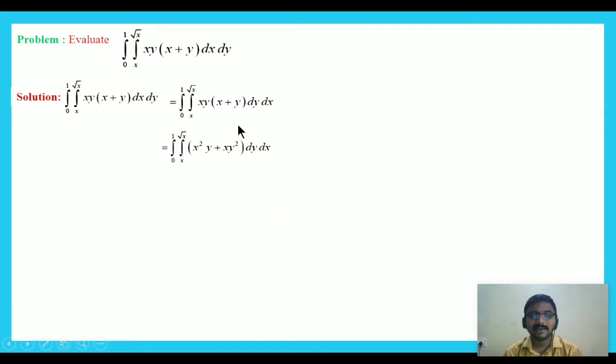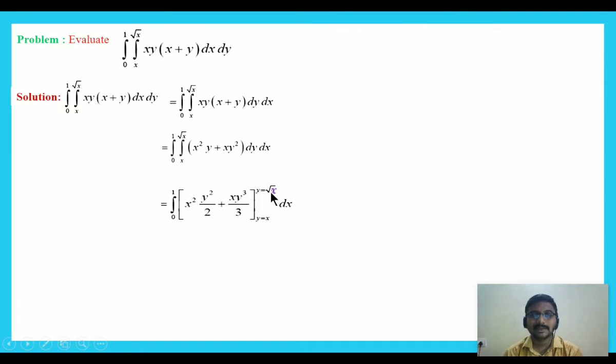While integrating with respect to y, we have to keep x as constant. So just multiply with xy. So we will have x square y plus xy into y is xy square. Now we have to apply integration with respect to y. We keep x as constant. X square is kept as constant. Y integration is y square by 2 plus x is fixed. Y square integration is y cube by 3.